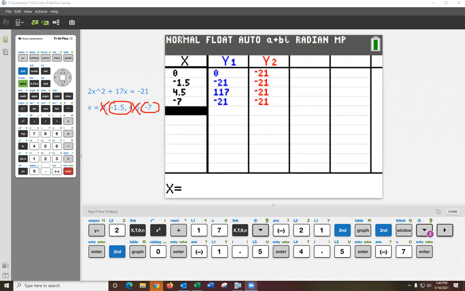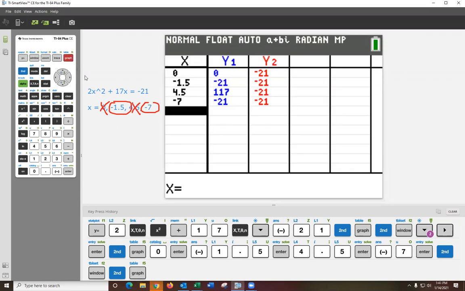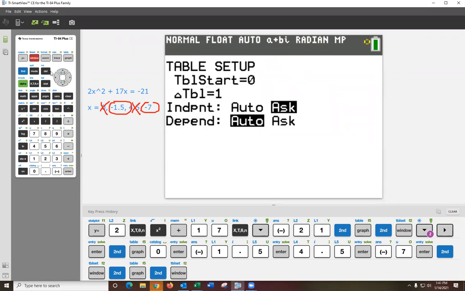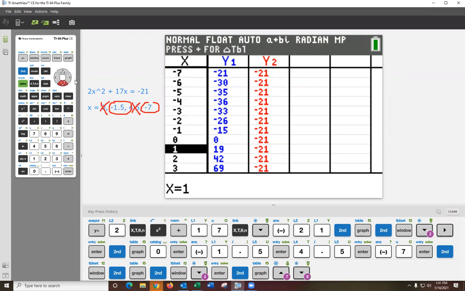Okay, a little bit about just how the table works. So again, second window, that's where you can go to set up your table. And second graph, that's where you can go to actually use the table. And while you're on second window, if you select auto on the table itself, you can go up and down and look around and move over and different things.